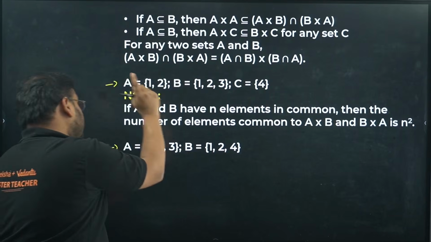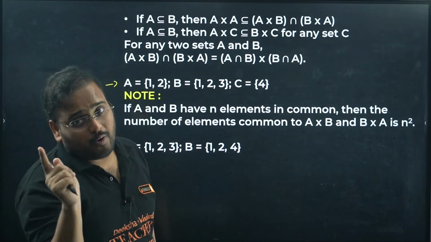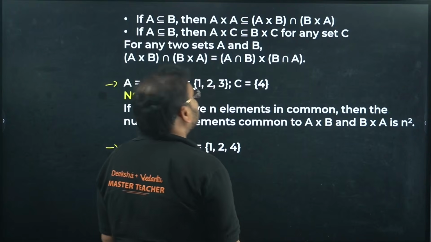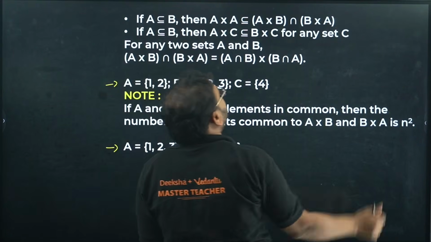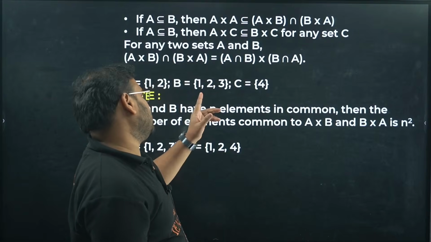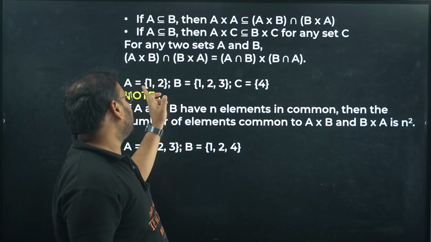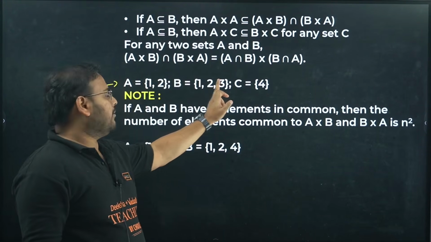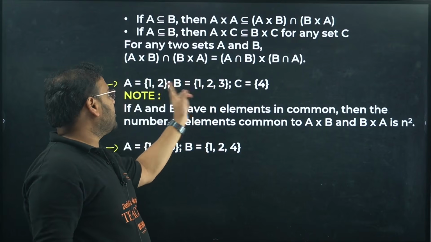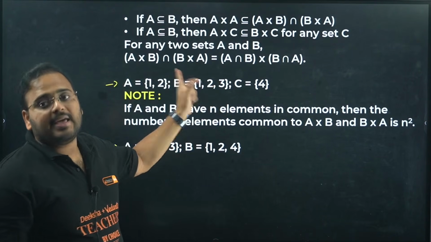If A is a subset of B, not proper subset of B, then A cross A is subset of A cross B intersection B cross A. What you have to do? Simply find A cross B first. So (1,1), (1,2), (1,3). Then you start with 2: (2,1), (2,2), (2,3). This is your A cross B.